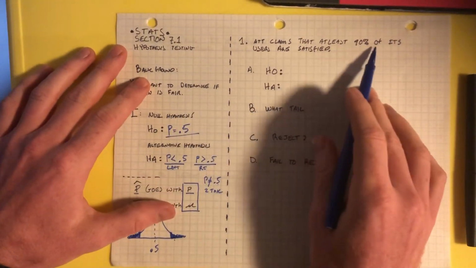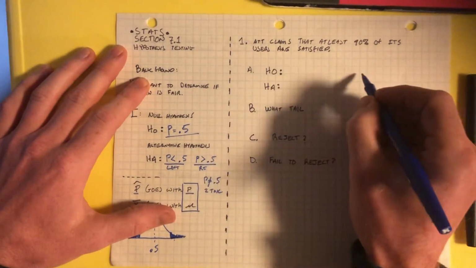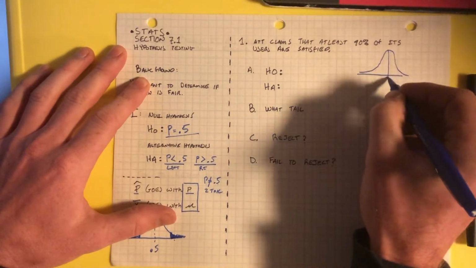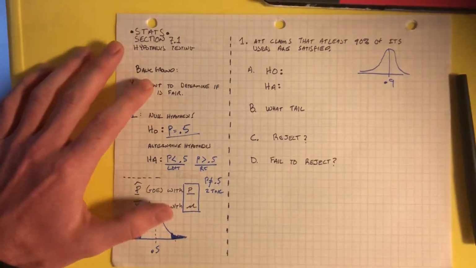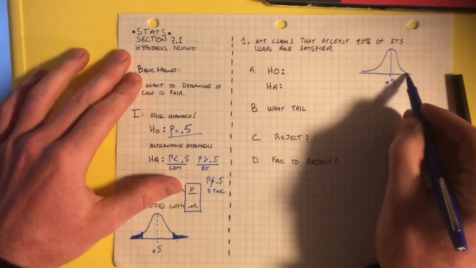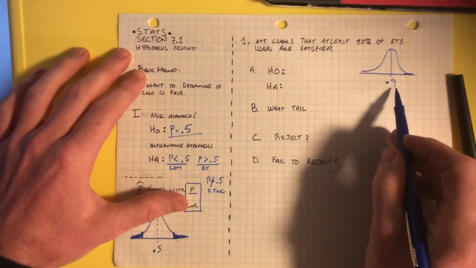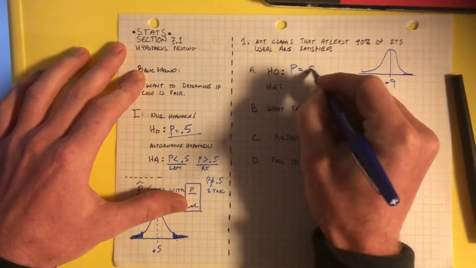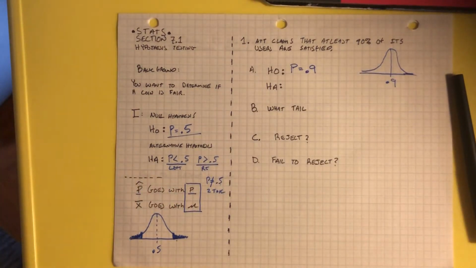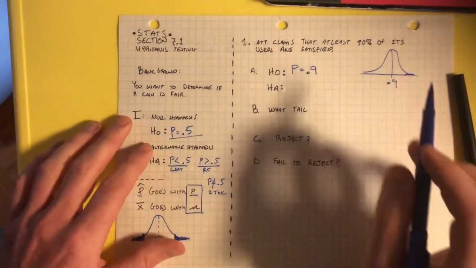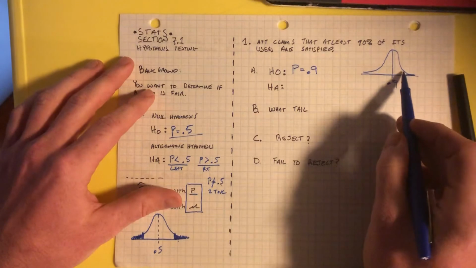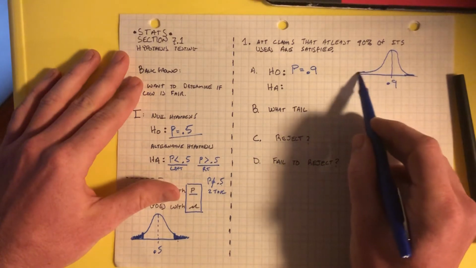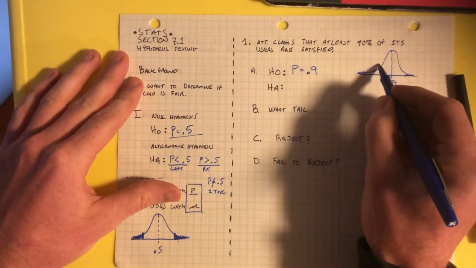Okay, so let's do a couple examples here. AT&T claims that at least 90% of its users are satisfied. So what I would do is I would just draw my little curve here, and I would put 0.9 in the middle. Now, listen, notice that 0.9 is a proportion. So my null hypothesis, and it's always going to be the same, is going to be p equals 0.9. That means 90% of the people are satisfied. Now, if more than 90% of the people are satisfied, AT&T is good, right? But whoever is doing the study wants to test and see if less than 90%. So that's going to be over here.